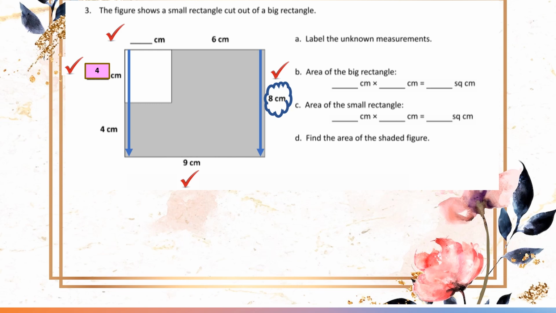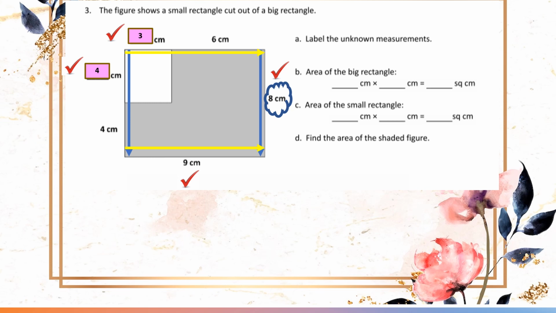Okay? Now, let's look at the width. The width of this rectangle is 9 centimeters. So that means if the bottom is 9 centimeters, then the top has to be 9 centimeters. Well, they gave us part of the measurement for the top. They gave us 6. Well, 6 plus what would give us 9? If you said 3, you're absolutely correct. So that missing number up there is 3.